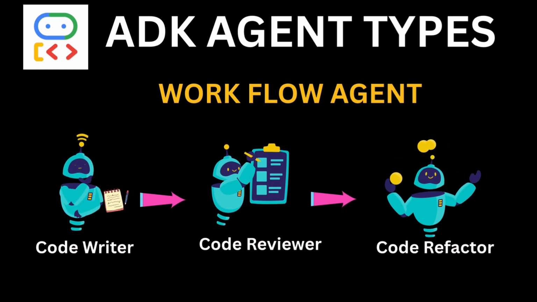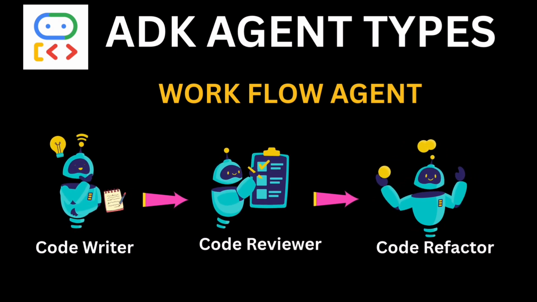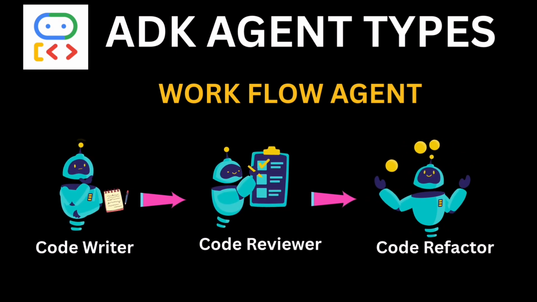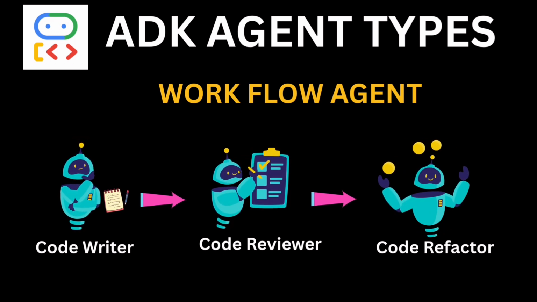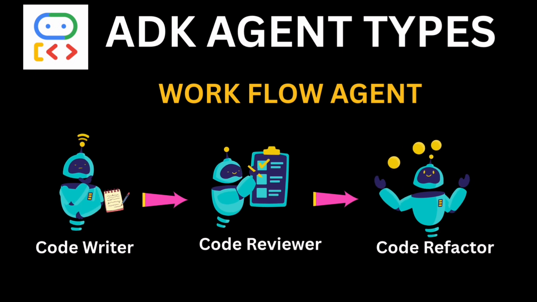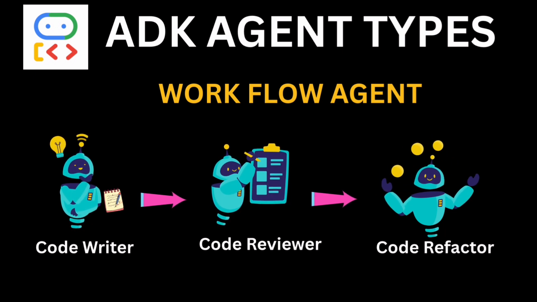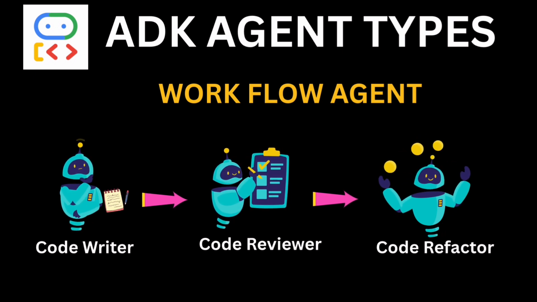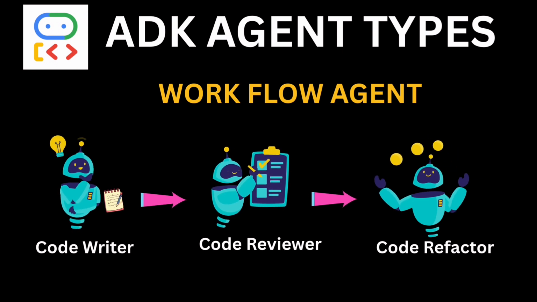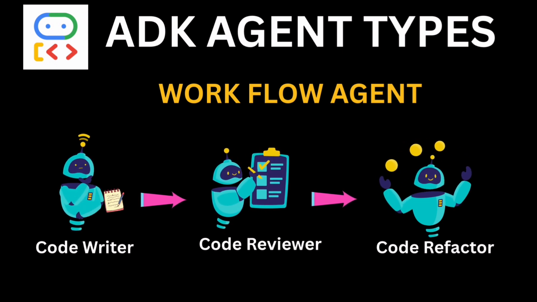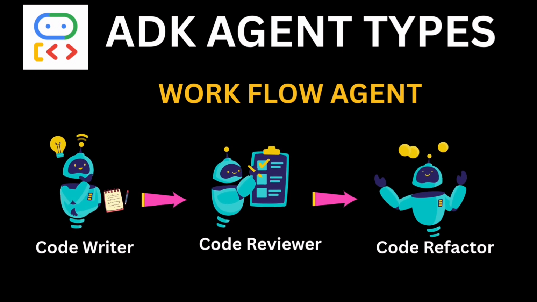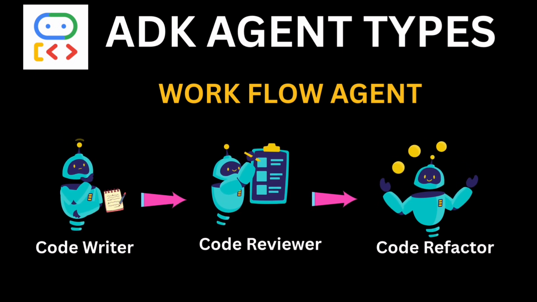We are going to look at the workflow agent in action. The process starts with the code writer agent. It takes the user specification and generates the initial code. Next, the code is passed to the code reviewer agent. It reviews the code for correctness, style, performance, and best practices. Finally, the code refactor agent steps in. It applies the review feedback and improves the code. All these agents work in a fixed sequence powered by the sequential agent. We will see the entire flow and demo in this video.